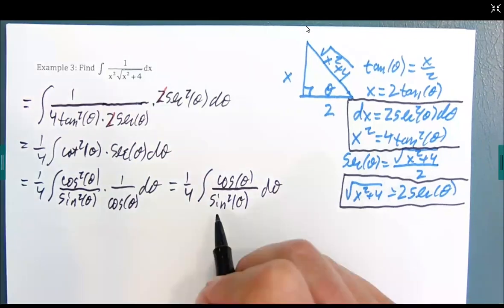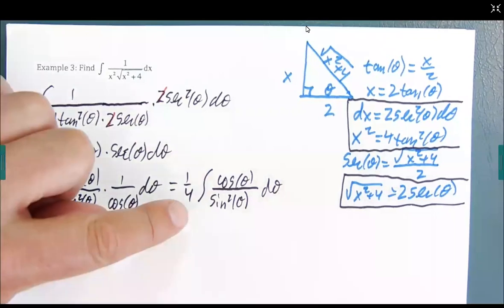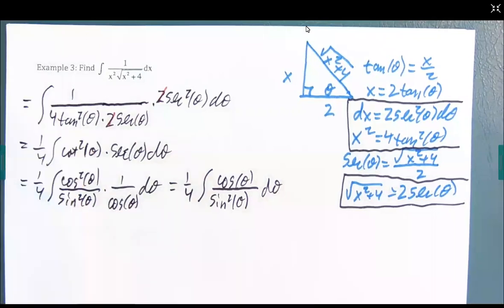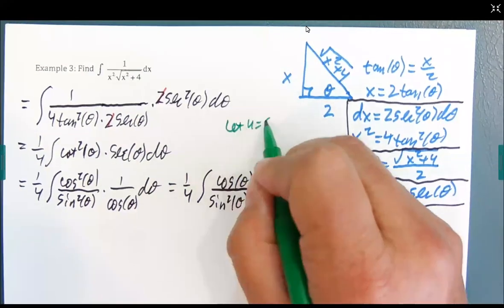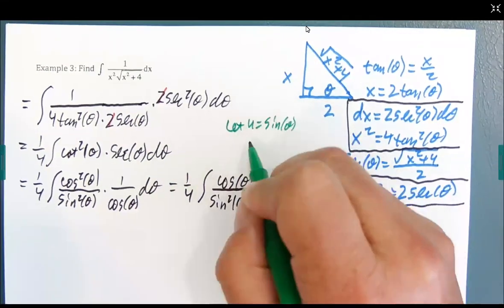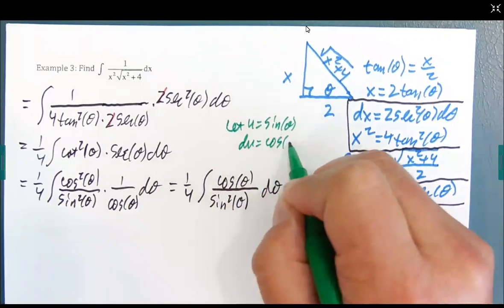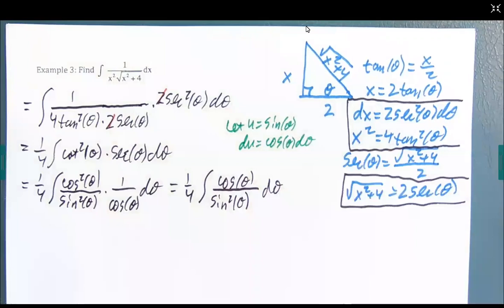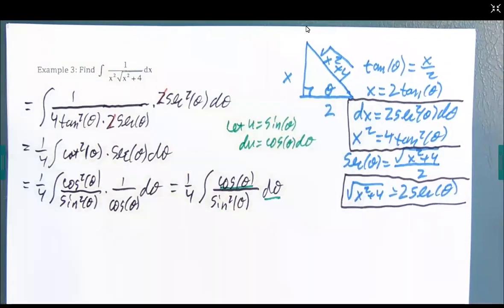well, two things we can do. I can do a substitution, let u be sine of theta, or I could break it into cosine over sine, which is cotangent, and then 1 over sine is cosecant. And let's just do a substitution, keep it simple. And you can see the derivative there.